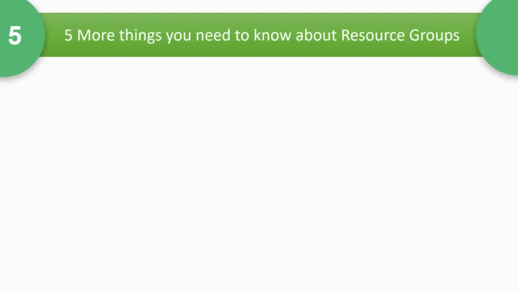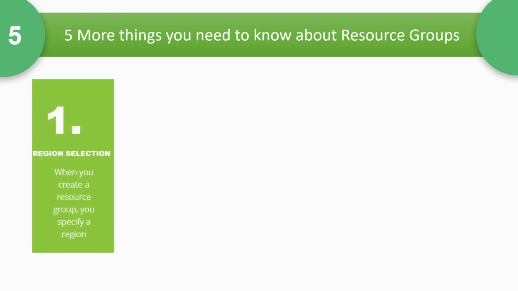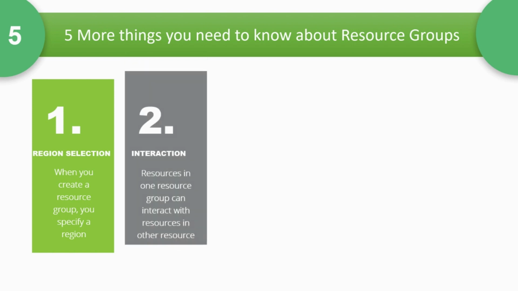Next, let's see 5 more important things that you need to know about the resource groups. However, the resource groups themselves, though they can be of any region, you need to note down these 5 important points. Number one, region selection. When you create a resource group, you specify a region. It is the region where the metadata about the resource group is going to be stored. Number two is related to interaction.